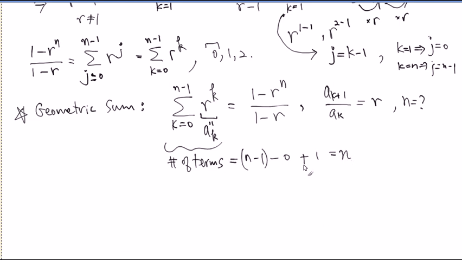That's what it is. So to use the geometric sum formula, you take the quotient of adjacent terms, recognize that it is independent of k, and count the number of terms in that sum, and then it's simply (1 minus r to the n) over (1 minus r). Okay? So that's the fundamental formula.